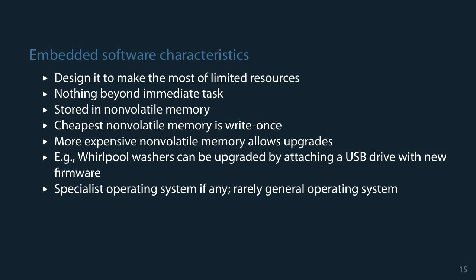And the cheapest non-volatile memory is write once. And more expensive non-volatile memory would allow writing, and so therefore would allow upgrades. An example of this that's given in the book is that Whirlpool washing machines can be upgraded by attaching a USB drive with new firmware.